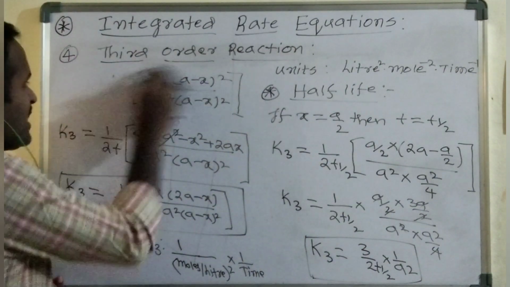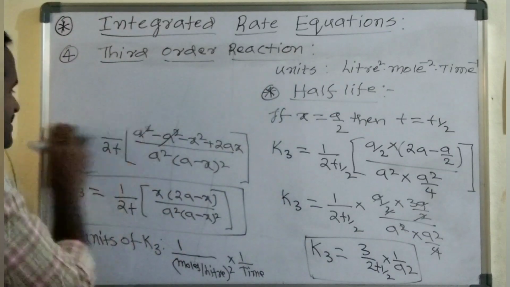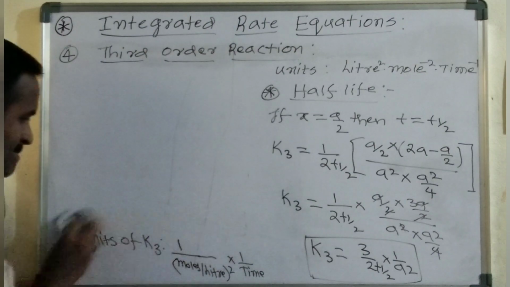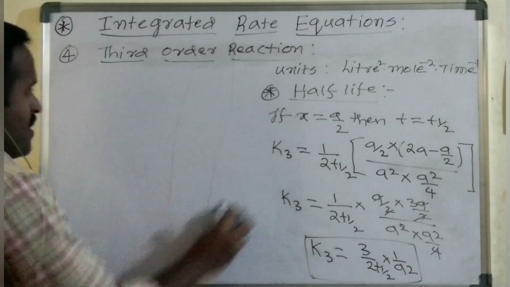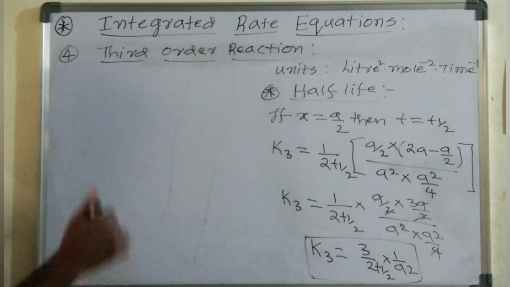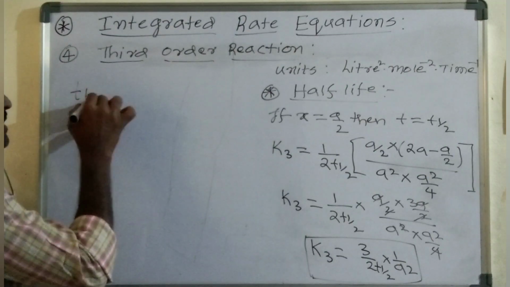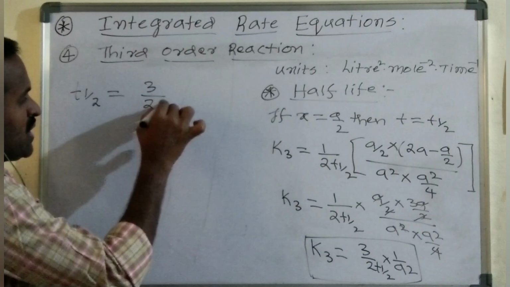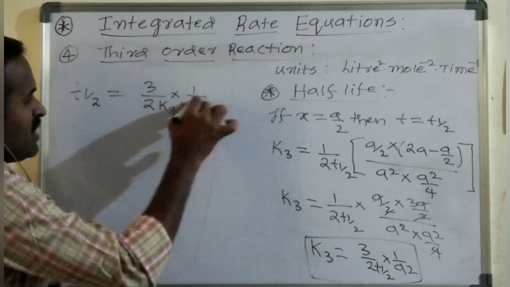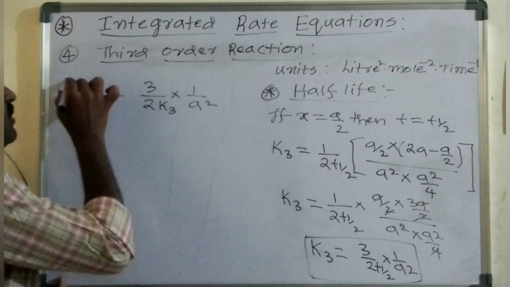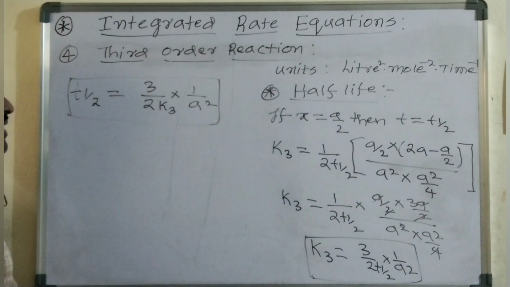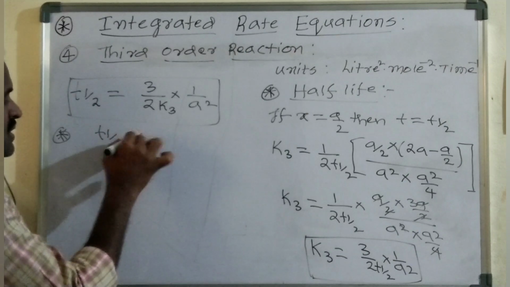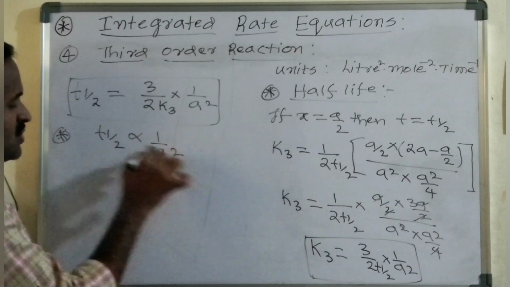In the same way, if you make t half the subject of the formula, I can write t half is equal to 3 by 2 k3 into 1 by a squared. So this is a simple one, and from this I can write that t half is inversely proportional to a squared, that is, proportional to 1 by a squared.